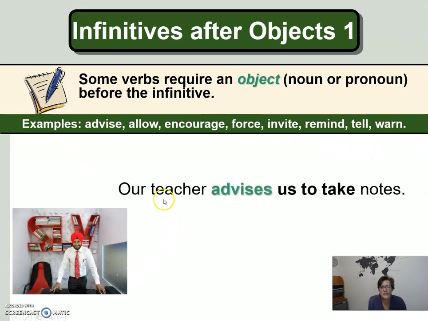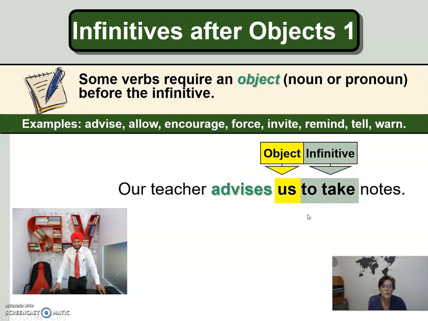Take a look at this example here. Our teacher advises us to take notes. Notice the use of the infinitive after the object. Objects, again, can be nouns or pronouns. Pronouns are like me, you, it, him, her, us, or them.